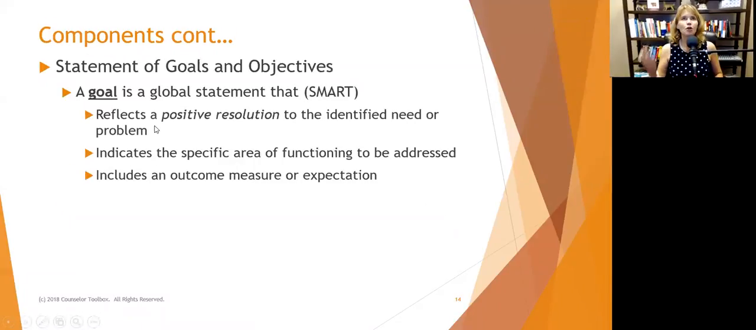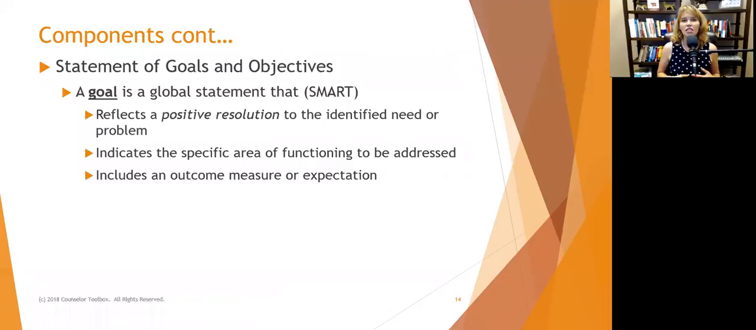So the statement of goals and objectives. A goal is a global statement that is SMART: specific, measurable, achievable, related or relevant, and time limited. It reflects a positive resolution to the identified need or the problem. So we're not eliminating truant behavior, we're improving school success.